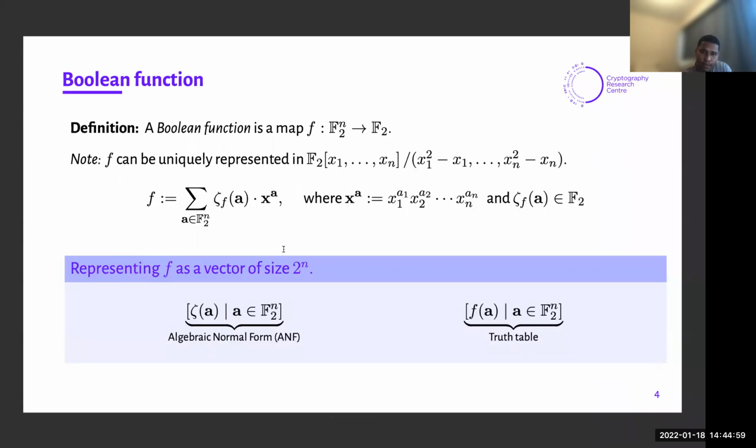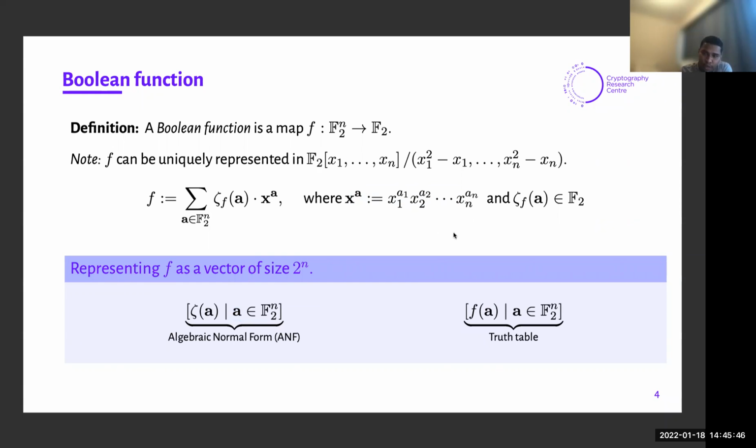And there are 2 ways of representing a Boolean function as a binary vector of length 2 to the n. One of them is called the algebraic normal form, and the other one is called the truth table of the Boolean function. In the algebraic normal form, what we store is basically every coefficient of the polynomial under consideration. So the entries of the vector are indexed by vectors in F2 to the n, and the coordinate corresponding to a vector a is going to be the coefficient of the monomial x to the a, where x to the a is defined like this.